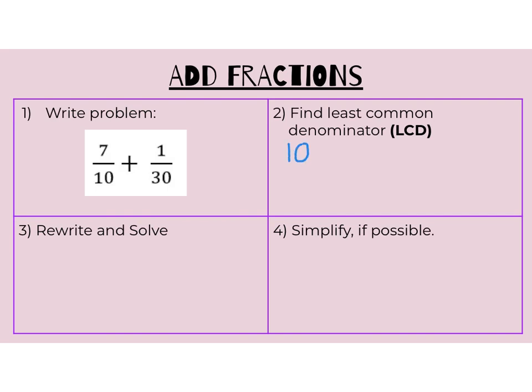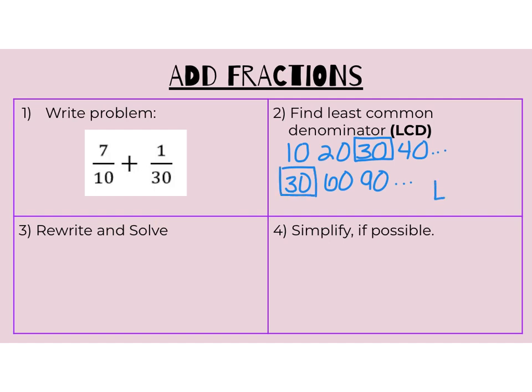And I always start with the number, so 10, 20, 30, 40, and so on. And then 30, 60, 90, and so on. And you can see that the first multiple that they share is the least common multiple. So the LCD, which is really the least common denominator, is 30.